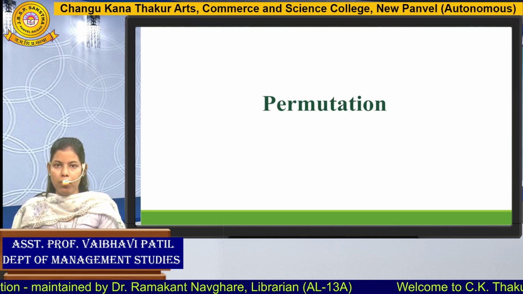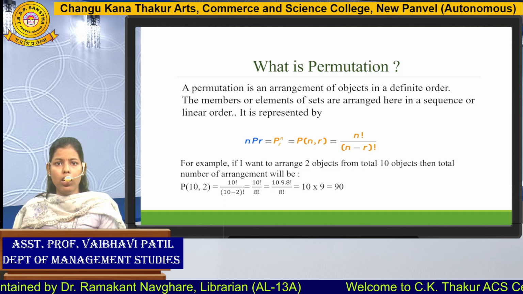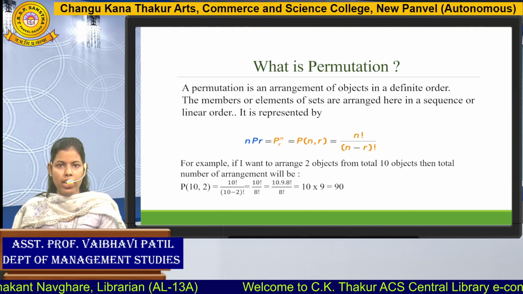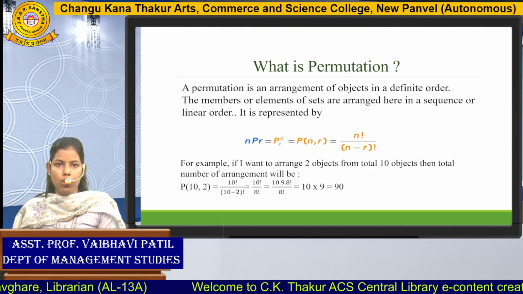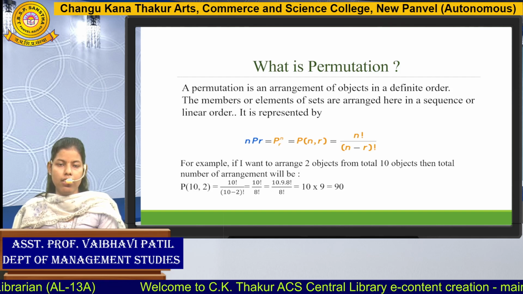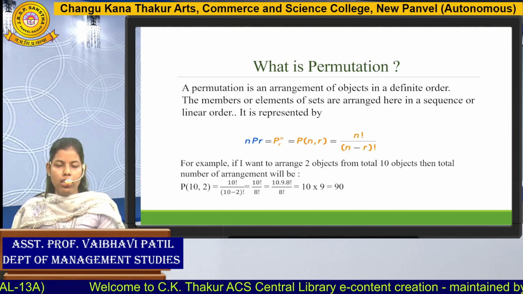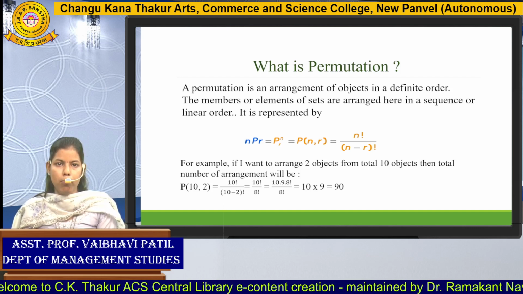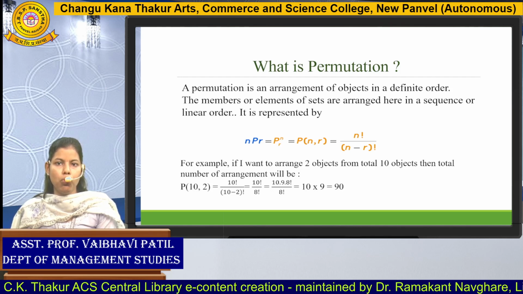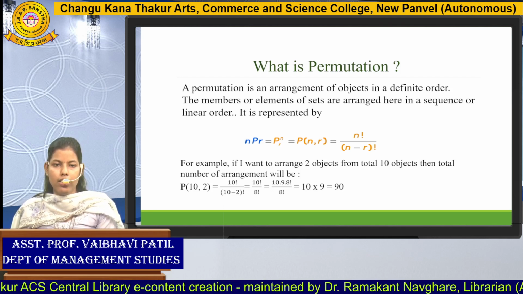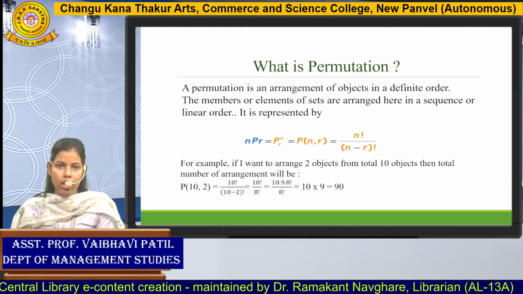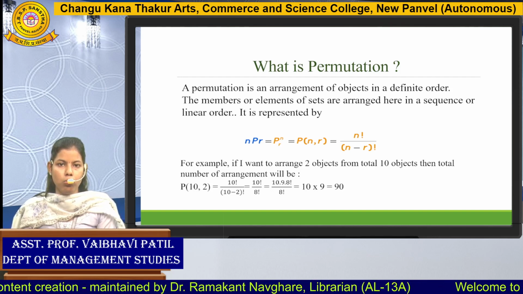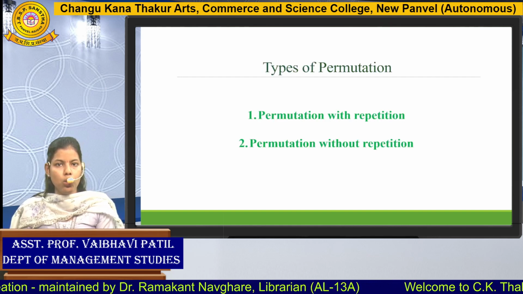So first I'm going to explain what is permutation. A permutation is the arrangement of objects in a definite order. The members or elements of a set are arranged here in a sequence or in a linear order. It is represented by nPr, and its formula is n factorial divided by (n minus r) factorial. For example, if I want to arrange two objects from a total of 10 objects, then it is calculated by the permutation formula. If we put n equal to 10 and r equal to 2, it gives the total arrangements 90.